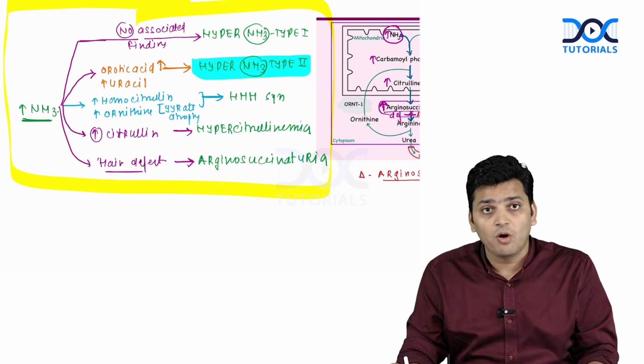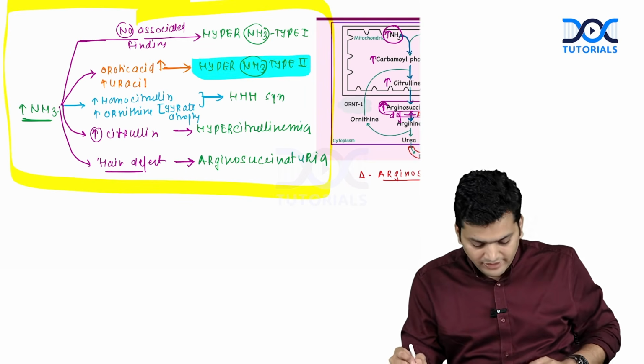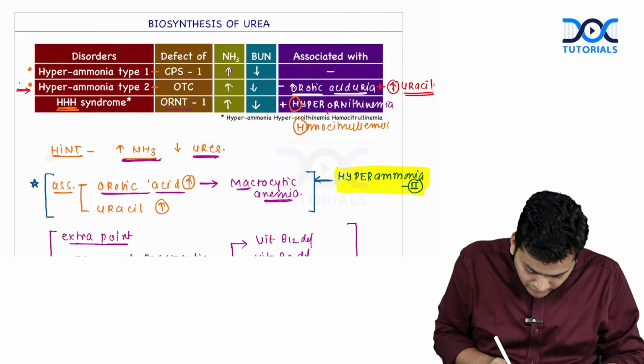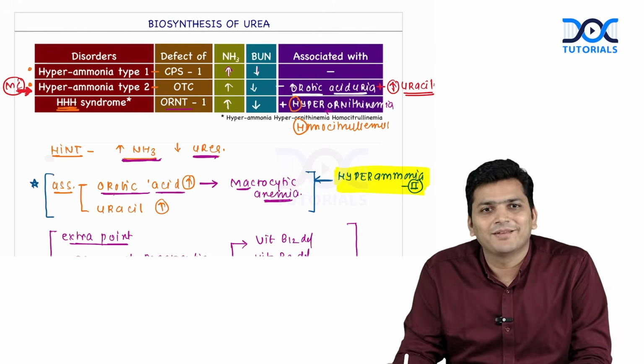And in fact, that is the most common among all the urea cycle disorders. You can write here also in the notes. Among all the urea cycle disorders, this is the most common, hyperammonemia type 2. It is X-linked. It's most common, right? Thank you.